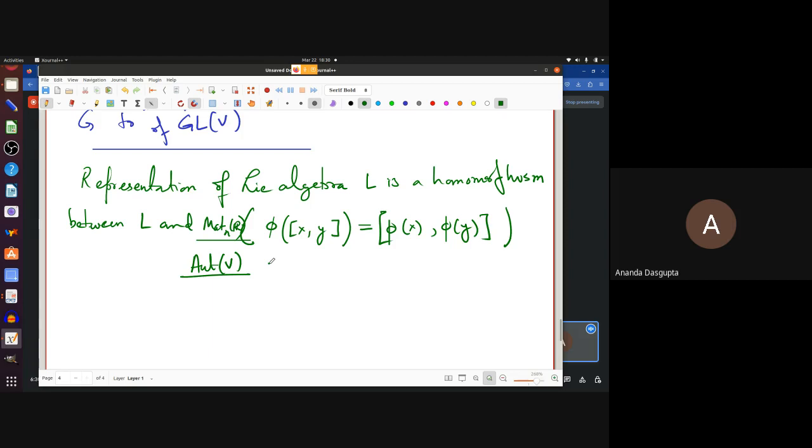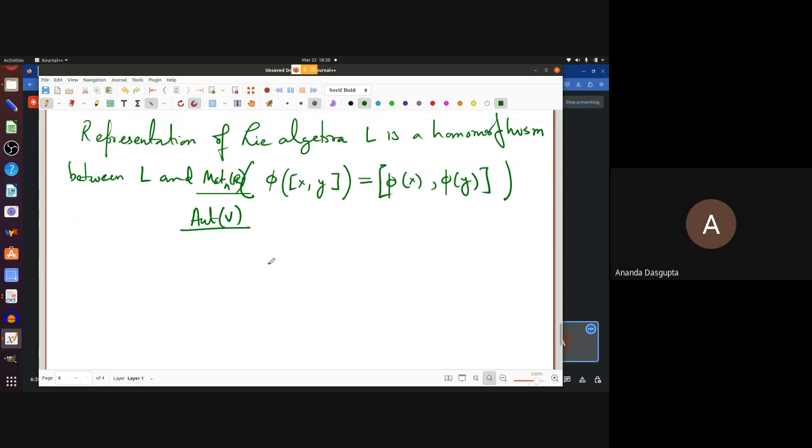Remember, phi x is an automorphism, so is phi y. Phi x phi y is just do phi x after you do phi y. So phi x phi y minus phi y phi x is a valid Lie bracket on that set. And if you have a homomorphism like this, you call this a representation.